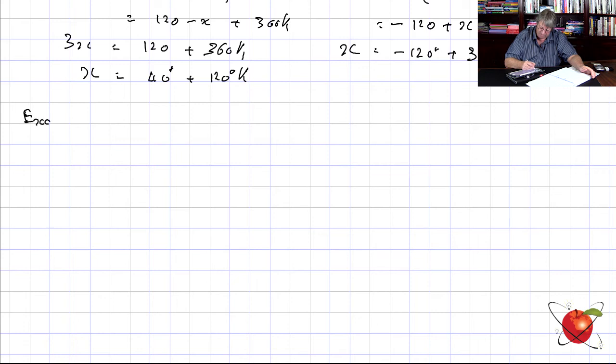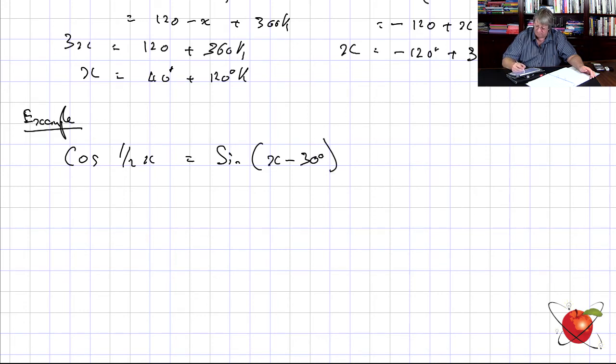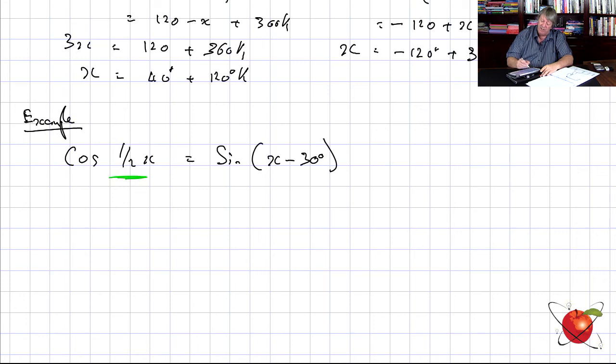Okay. Now let's have a look at a different one. Let's have a look at this. Cos of a half x equals sine of x minus 30. You say, okay, fine, cool. That's a sine cos type. It was the type B that we did, wasn't it? Oh, it would be, except for one problem. This is not the same.